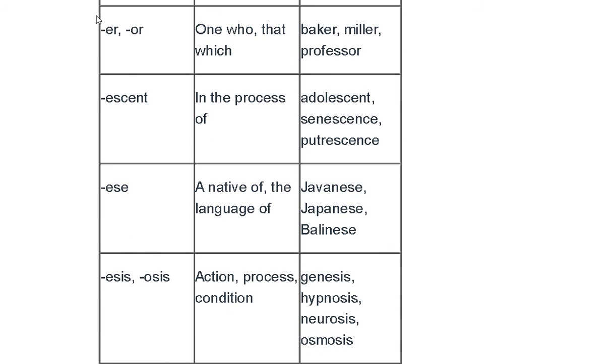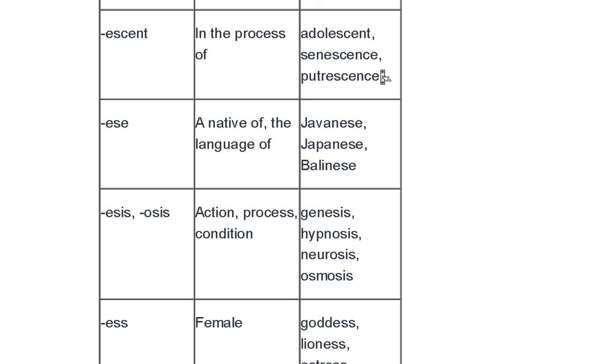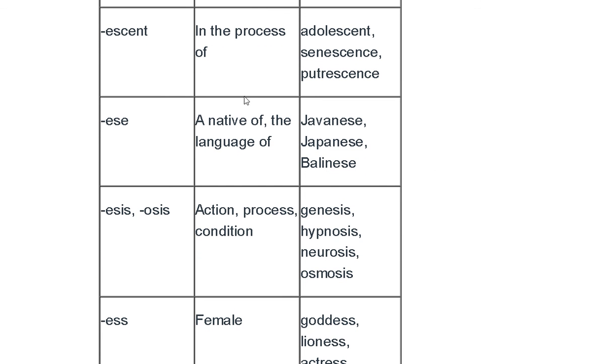And then the suffixes, er, or, one who, that which. Baker, one who bakes. Miller, one who mills. Professor, one who professes. Escent is in the process of. If you're an adolescent, you're in the process of adolescing or becoming an adult, growing up. Senescence is related, but it's when you're becoming senile, the process of being senile, getting very old. Putrescence is when something's in the process of being putrid or like getting moldy or gross.